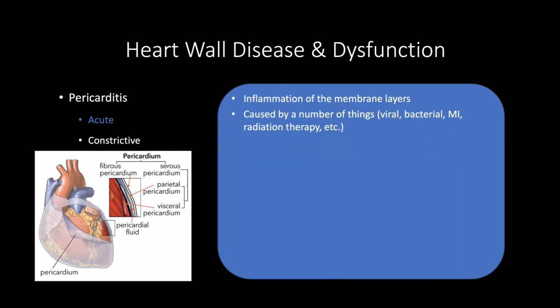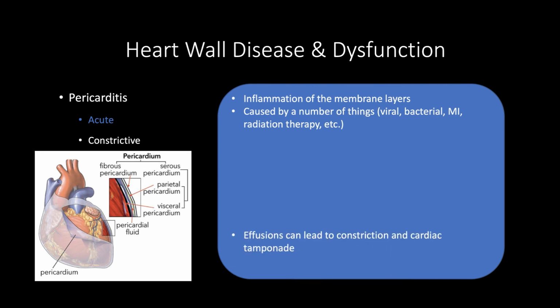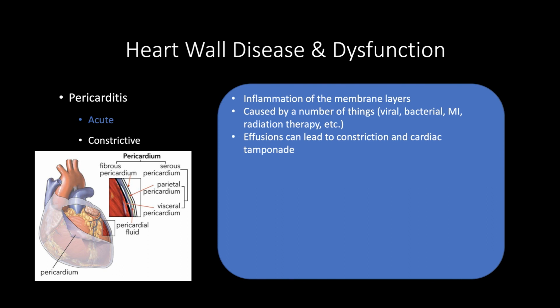Inflammation of the membranes, like I had said, can be caused by a number of things. A lot of times it's infection, viral or bacterial. But when you have a MI, myocardial infarction, and tissue cells die, and you have all of those inflammatory processes that go on with cellular death, that can cause the pericarditis. And then we have radiation therapy, and there actually are a number of other things that can cause it. A lot of times it's idiopathic too.